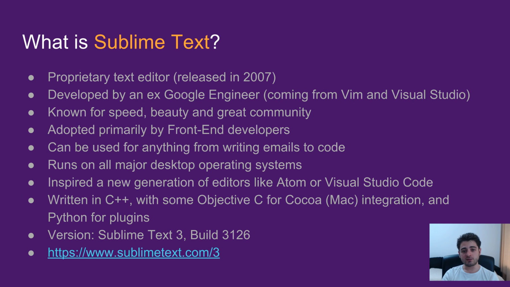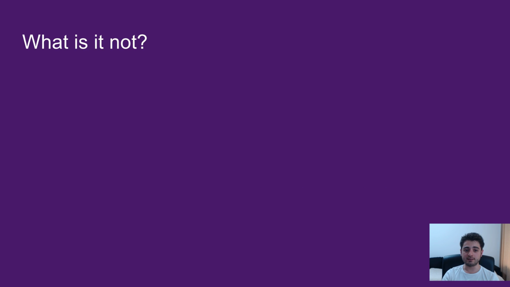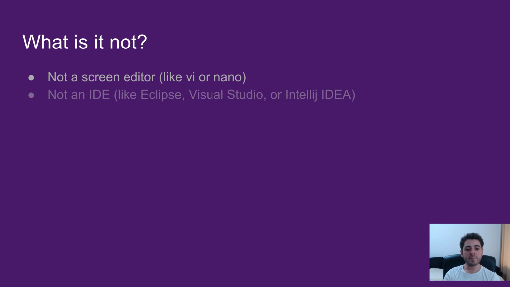Okay, so I also decided to have a slide for what Sublime Text is not. It's not a screen editor like Vi or Nano, so it has a graphical user interface, as you have seen in the screenshot. It is also not an IDE, it's just a plain text editor. So it's not an IDE like Eclipse or Visual Studio or IntelliJ IDEA. If you're coming from a backend background, there's no debugger, there's no auto-completion that understands the AST of your language.